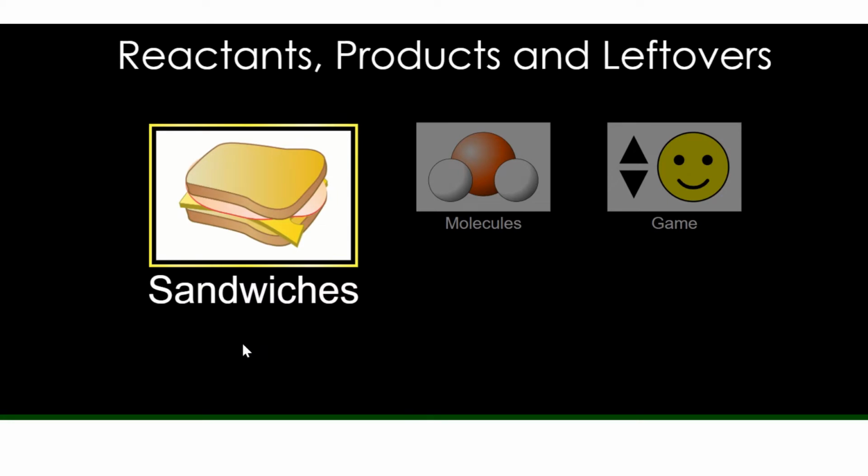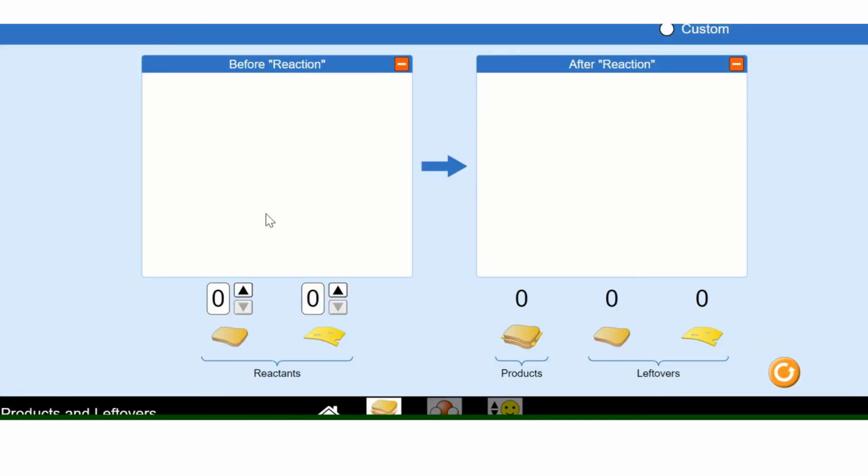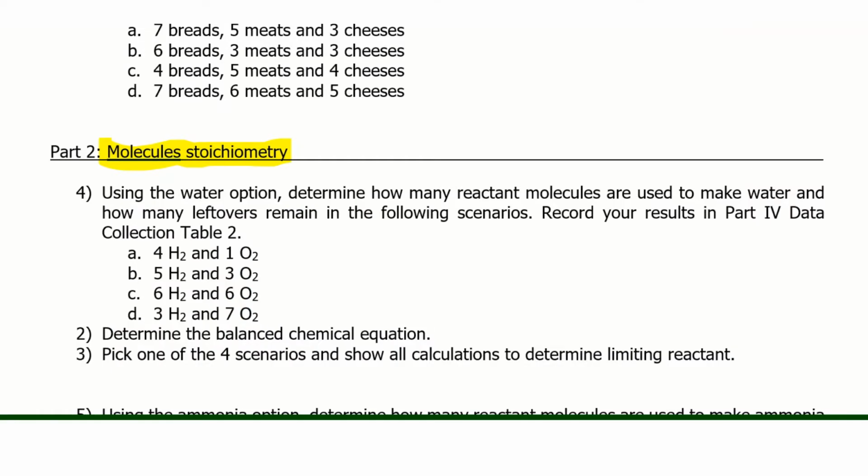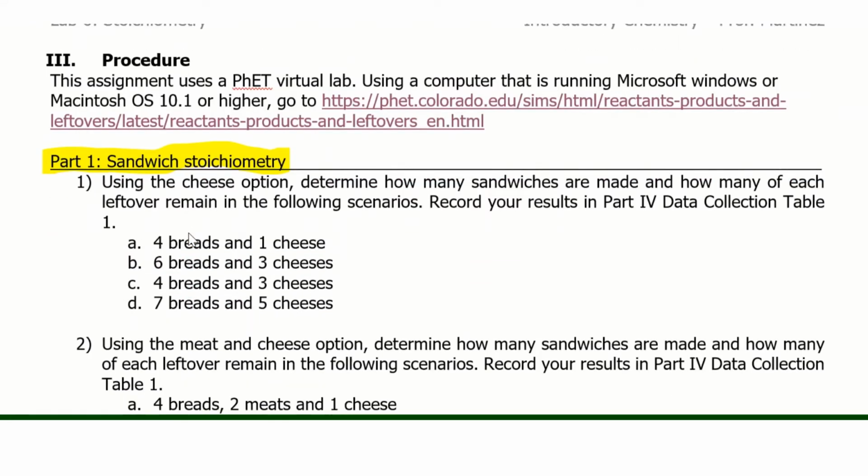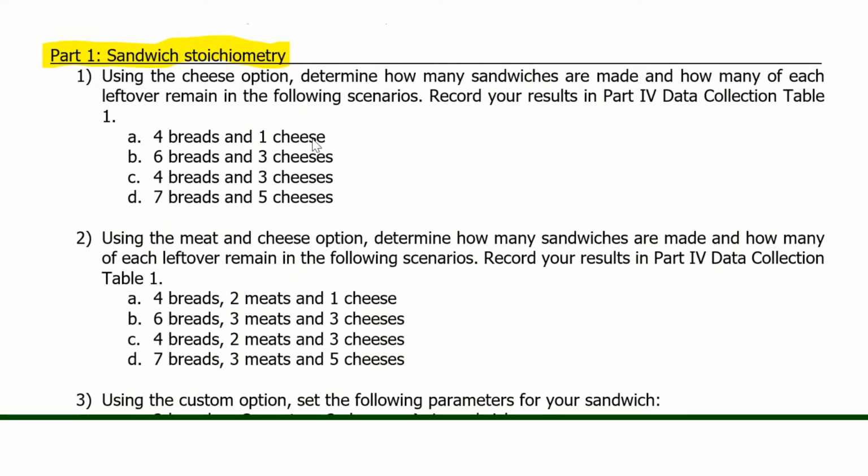I already opened up the PhET link that I had there. So you can see their sandwiches versus molecules. For the sandwiches, I just clicked it, and unfortunately my screen is a little bit limited right now. You can't see the entire screen that you will see, but this is essentially how it looks. And what you're going to do is follow the different recipes that I gave you, or the different amounts that I gave you, and you have to see how many sandwiches you made, and then how many are left over.